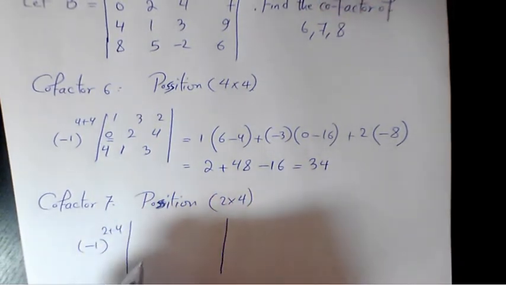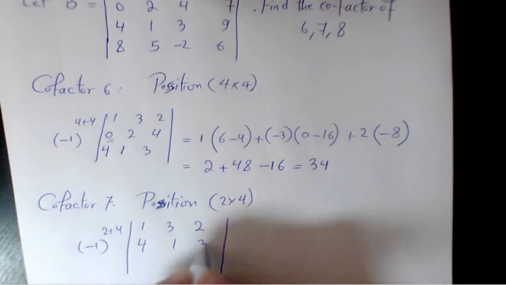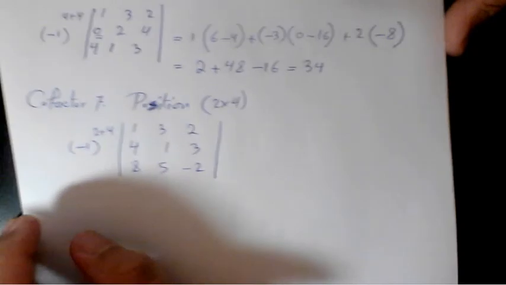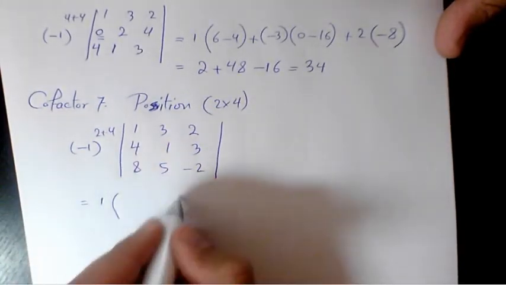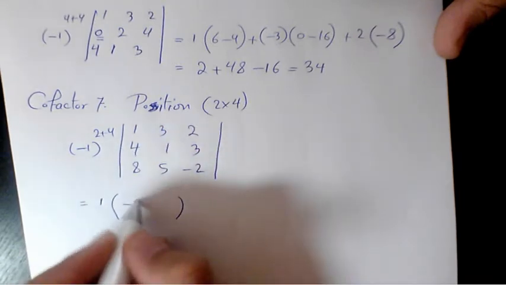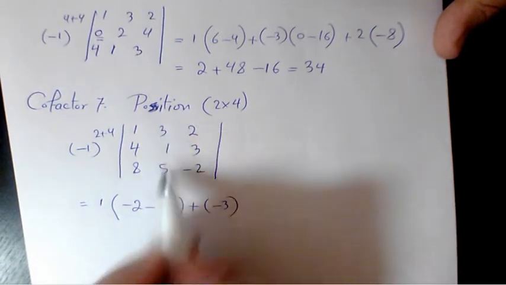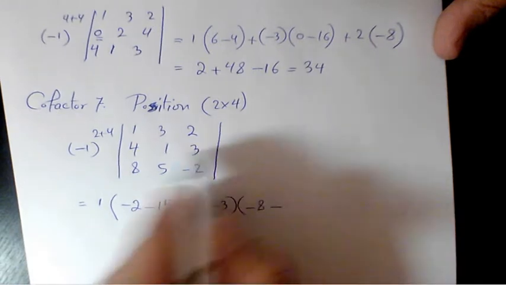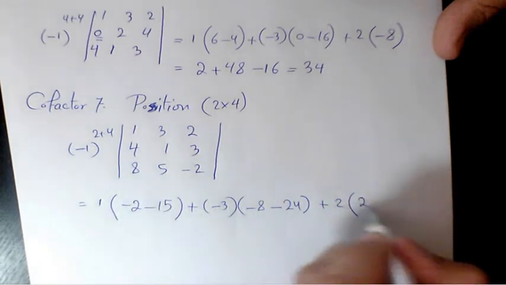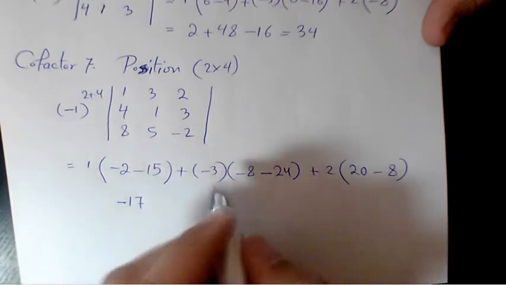Determinant of 1, 3, 2, 4, 1, 3, 8, 5, negative 2. So that's going to be 1 times, when you remove this one, 1 times negative 2 minus 15. Negative 3 times 4 times negative 2, negative 8, minus 24. 2 times 4 times 5, 20, minus 8. That's going to be minus 17.